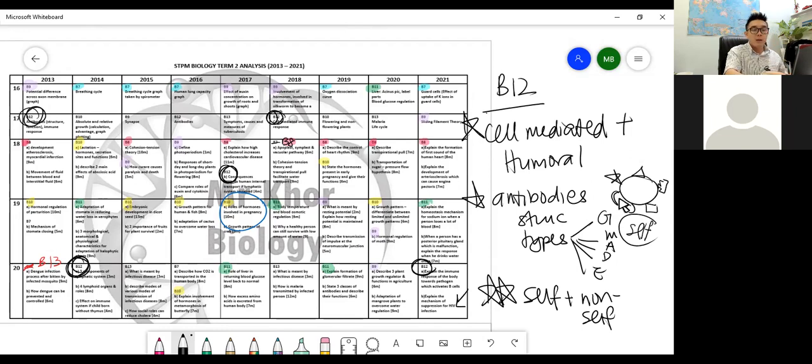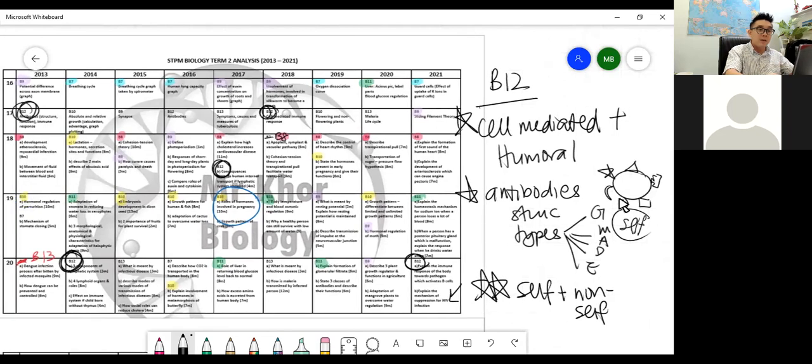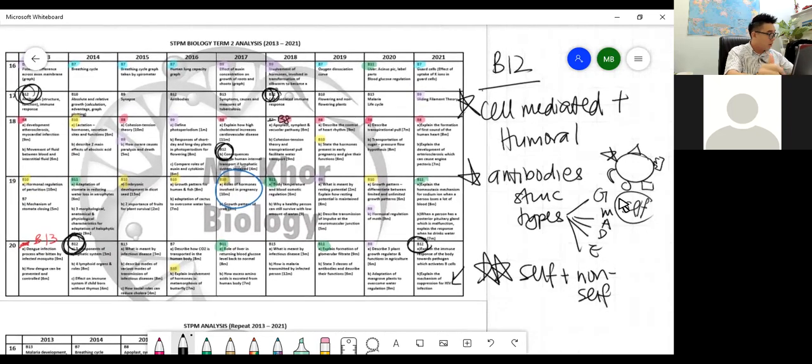Oh, sorry. Last one. SLE, autoimmune SLE. Guys, make sure you know all this. This is quite an important topic. 10 and 12. Quite an important topic.